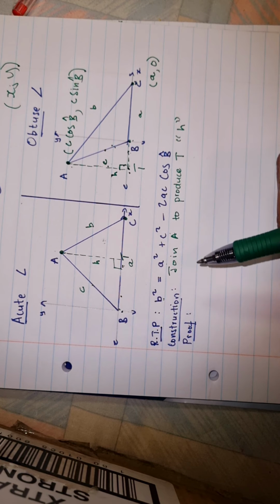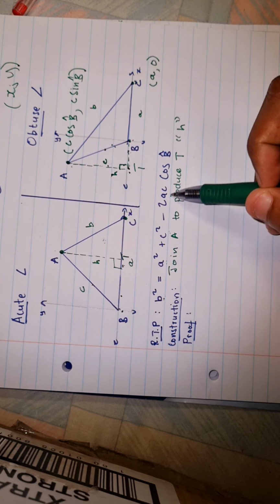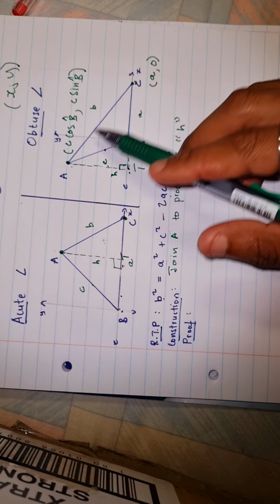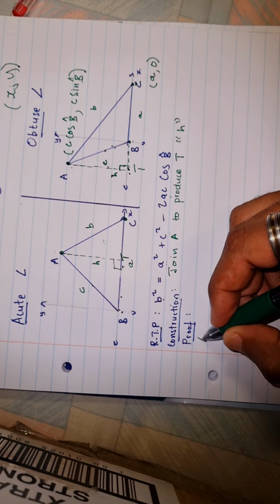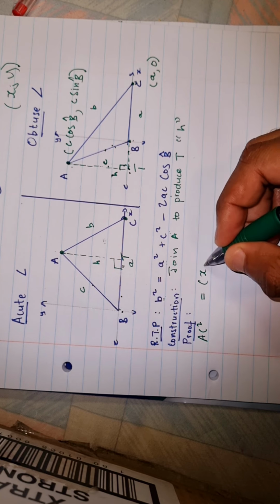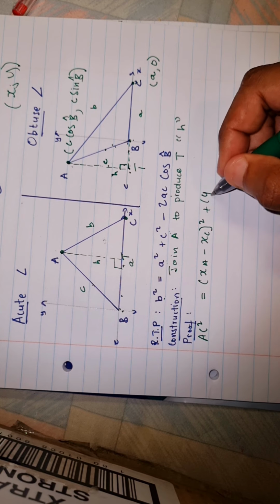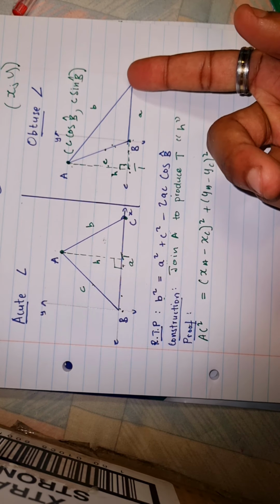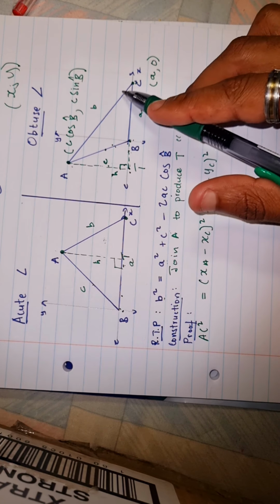Now with our proof, remember we are asked to prove that b squared is equal to a squared plus c squared minus 2ac cos angle B, meaning we are proving b squared. So this is length b, AC is length b. So you're going to use the distance formula. You're going to say AC squared is equal to the distance formula: x of A minus x of C to the power of 2 plus y of A minus y of C to the power of 2. Why am I using the distance formula? Because I want b squared. Can you see that? So what is the magnitude of AC?